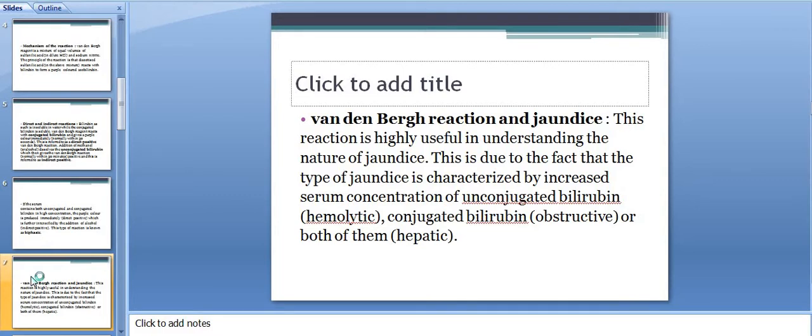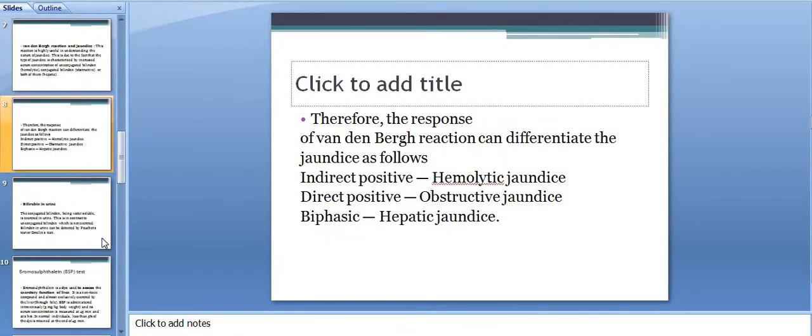Here, unconjugated bilirubin means hemolytic, whereas conjugated bilirubin means obstructive. Both of them, that means both conjugated and unconjugated, means hepatic. Therefore, the response of the Vandenberg reaction can differentiate the jaundice as follows: indirect positive means hemolytic jaundice, direct positive means obstructive jaundice, and both of them, that means biphasic, is hepatic jaundice.